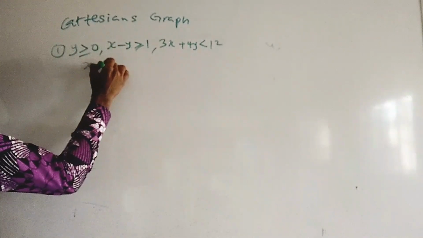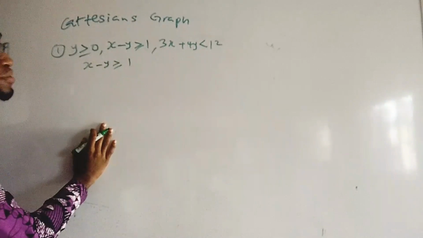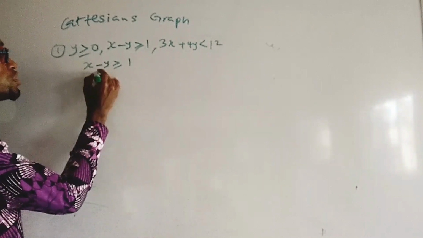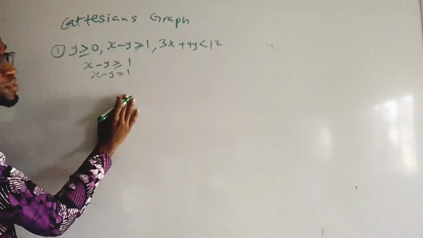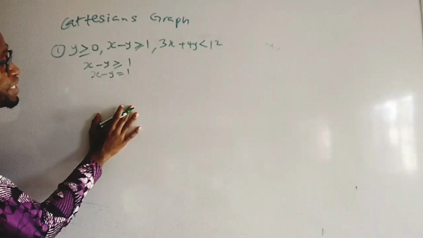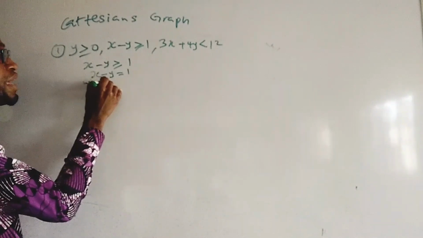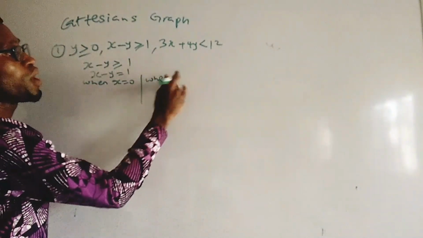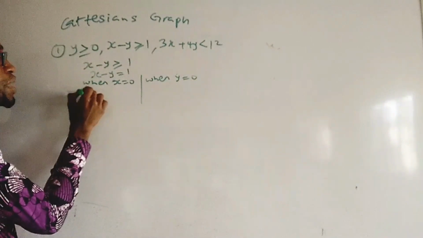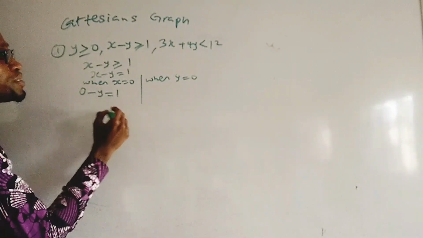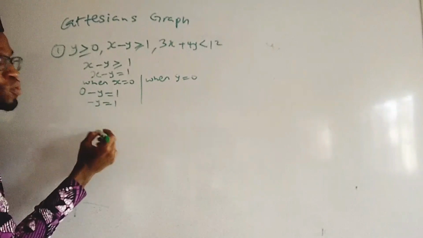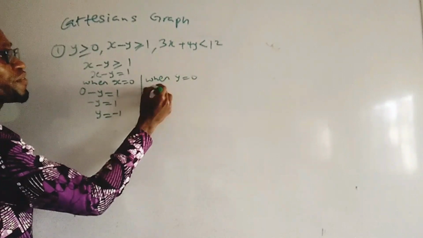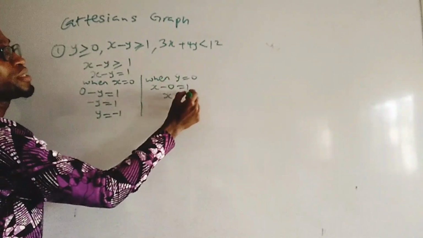So the first one is x minus y greater than or equal to 1. Now, what we are going to do is that we solve this as if it is an equation, as this equal to 1. We look for the intercept. Intercept is when x is equal to 0 and when y is equal to 0. So when x is 0, we have 0 minus y is equal to 1, and that is going to give us minus y is equal to 1, which is y is equal to minus 1. When y is 0, we have x minus 0 equals 1, x is equal to 1.